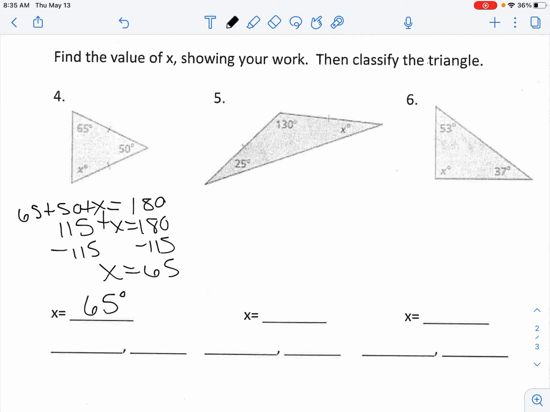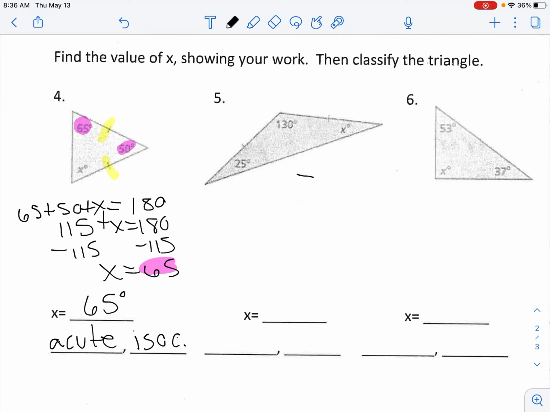Now, based upon the angle measures, we have 65 degrees, which is less than 90. We have 50 degrees, which is less than 90, and we have another 65 degrees, which is less than 90. So based upon the angle measures, this is going to be an acute triangle. Based upon side lengths, I see right here, I'm being told that 2 side lengths are congruent. So we're going to call that isosceles.